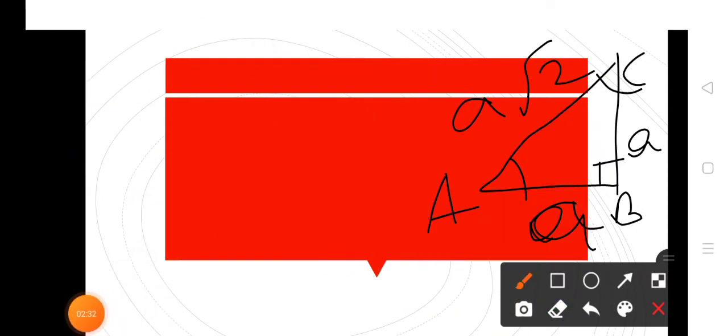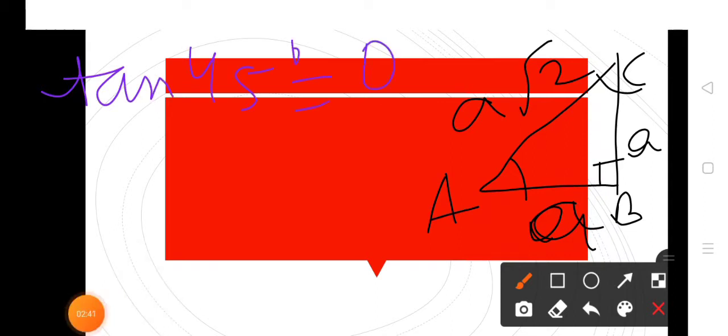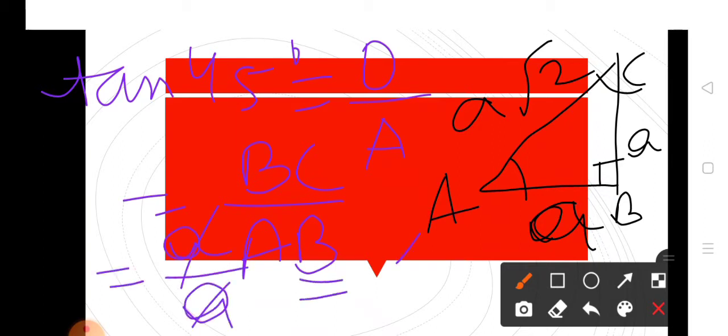You see, just now we found cos 45 degree. Now I'll do tan 45 degree quickly. Tan 45 degree, you see here. The ratio of tan is opposite by adjacent. What is my opposite here? BC is opposite. Adjacent is AB. How much is BC? BC is A. AB is also A. So A and A will be gone. The value of tan 45 degree is 1.